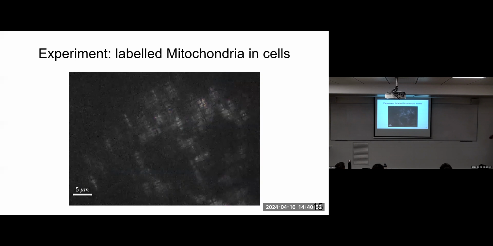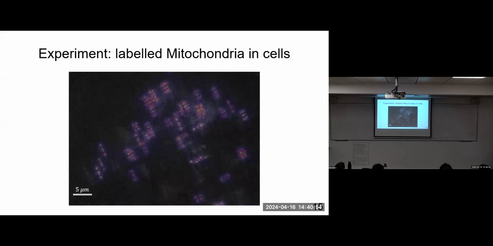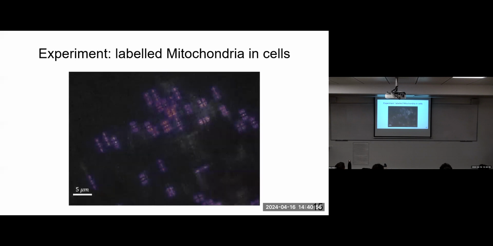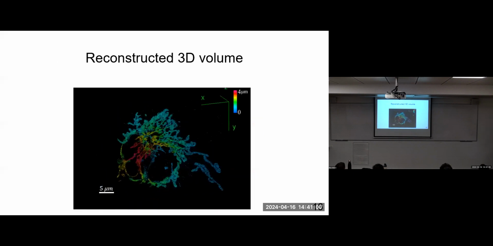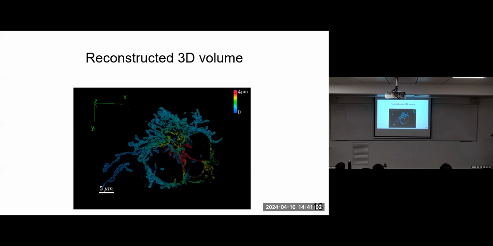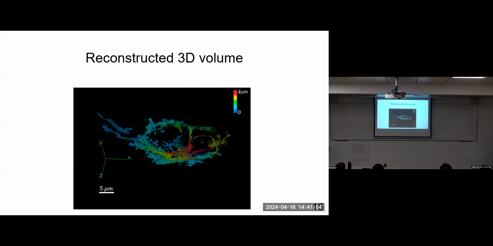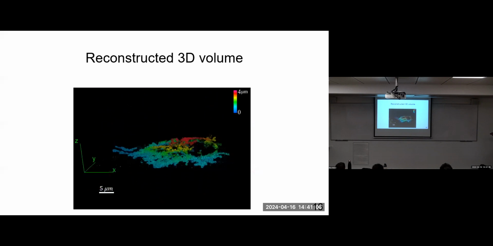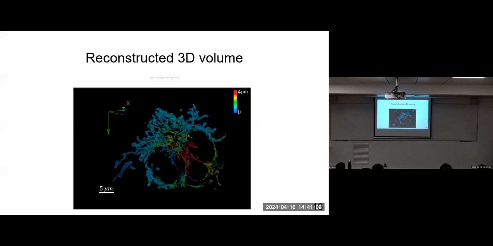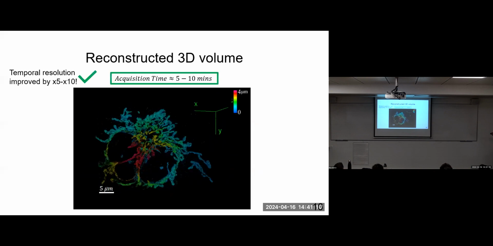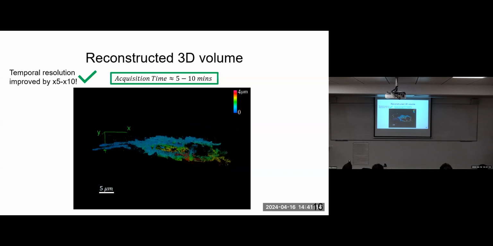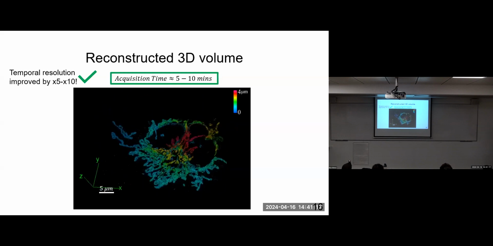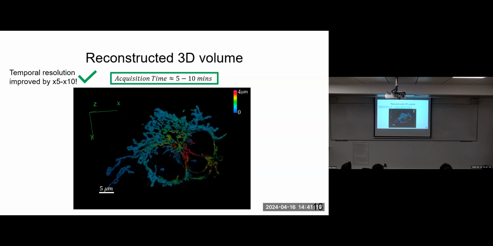And if I now take all of these recovered 3D positions and render them again into a 3D point cloud or a volume, we get something that looks like this. And as you can see, this result, which we'll examine in a second, is rather nice. Again, color is encoding depth here. And what's really important is that this volume was acquired within 5 to 10 minutes, right? So roughly a factor of 5 to 10 improvement in temporal resolution.